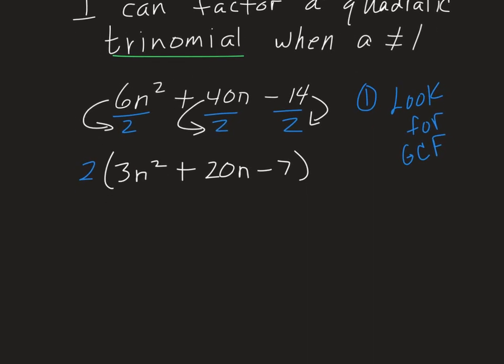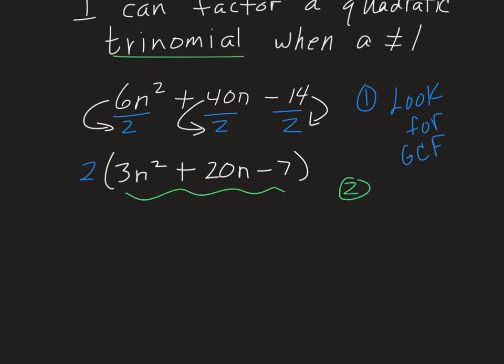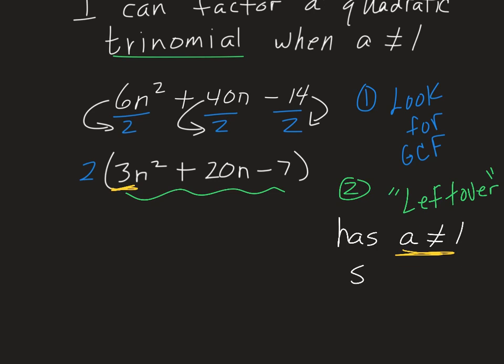So now I'm going to look at my step 2, and for lack of a better term, I'm going to call this section here inside of the parentheses the leftovers, because it's kind of like what I have left over after I factored the greatest common factor out of there. So the leftover has an a that is not equal to 1. So I've still got an a that's not equal to 1. So I'm going to have to use something called the AC method.